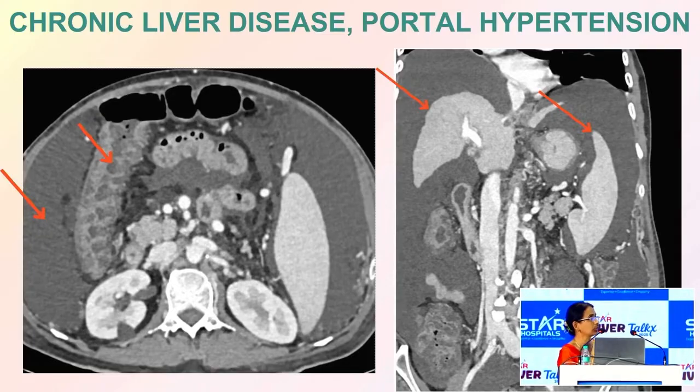Now it is seen on a coronal section. So you can see a shrunken right lobe, a hypertrophied caudate in front of the IVC, irregular outlines to the liver, and we can make out the slight heterogeneous parenchymal enhancement that is seen in cirrhosis.